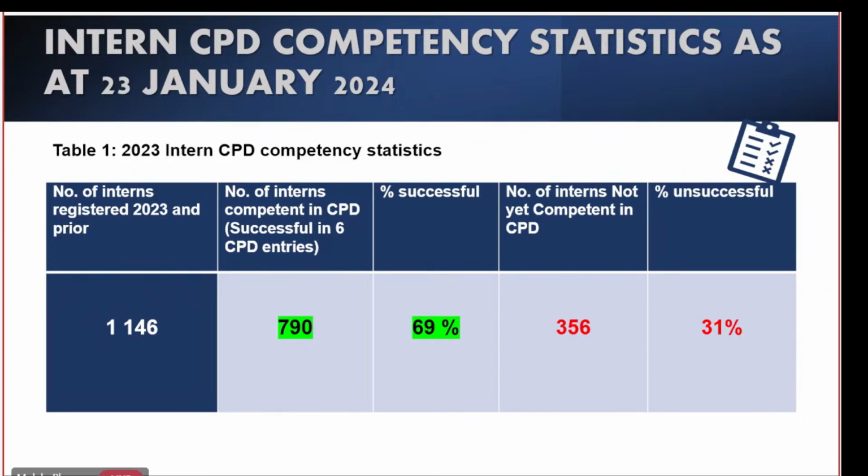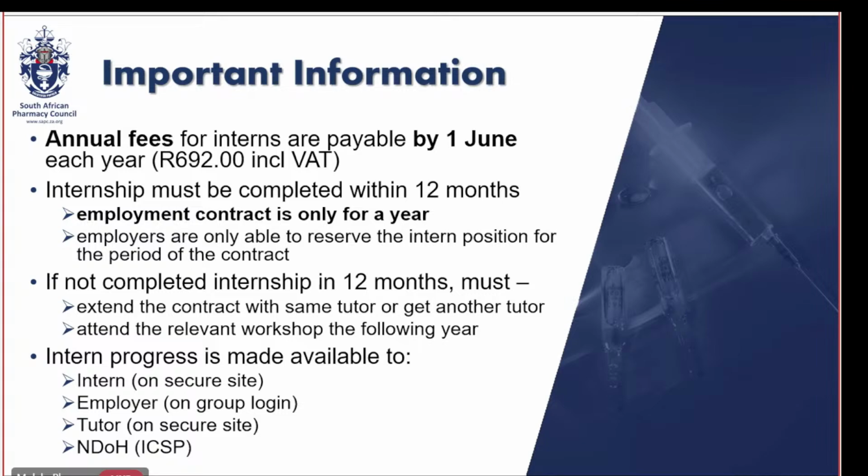Right. Important information is that annual fees for interns are payable by the 1st of June each year. Internship must be completed within 12 months. And we did say it's a minimum of 12 months. Employment contract is only for a year. Employers are only able to reserve the intern position for the period of the contract. And I think this tells you about this 5th year that has to be taken absolutely seriously so you don't find yourself falling outside the employer's contract.